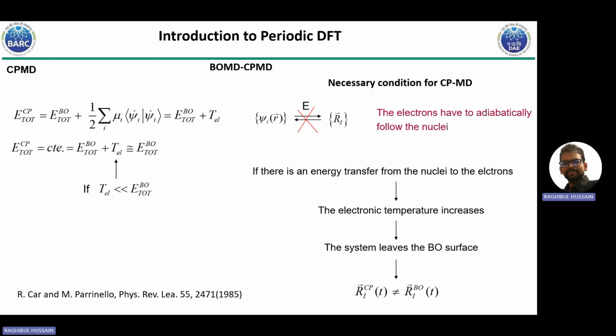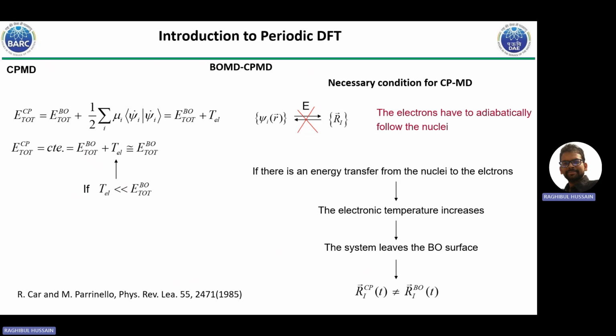If this energy is high, you will break the Born-Oppenheimer surface. That means your system will not be on the Born-Oppenheimer surface. You will be away from it. Once you are away from the Born-Oppenheimer surface, whatever calculation you are doing, everything is wrong. So you have to maintain that. How to maintain that? This is famous, it is called adiabaticity. To maintain the adiabaticity, there should be no exchange of energy.